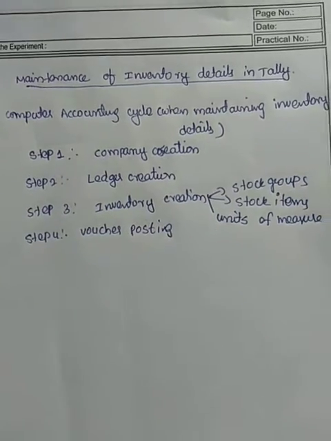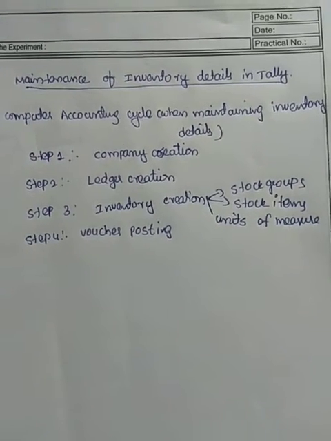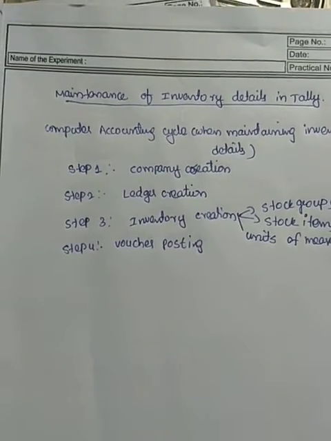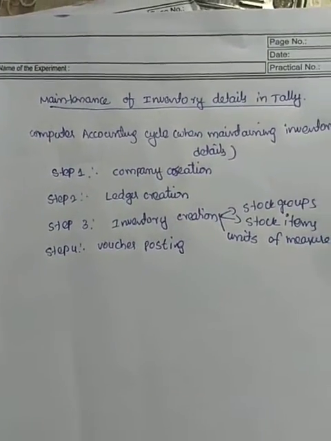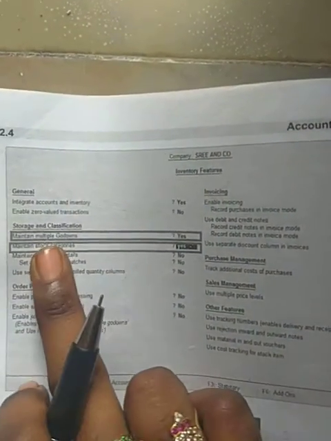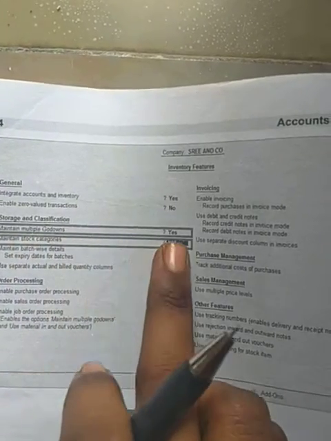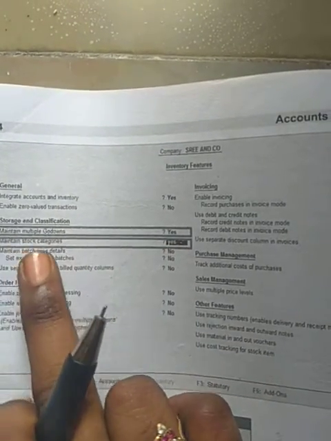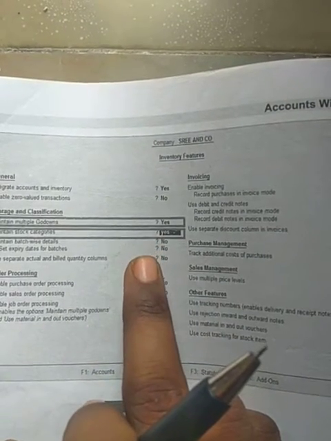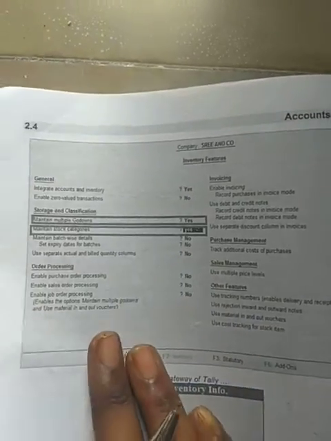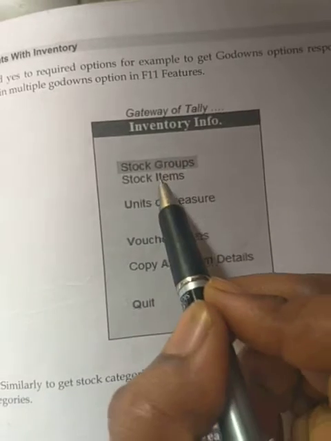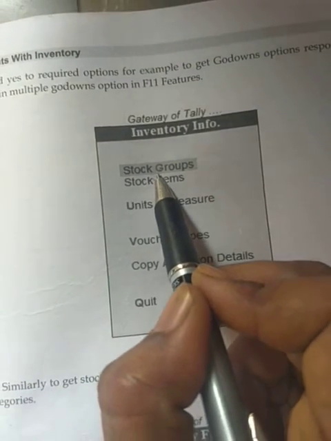Next, we have to click on the F11 features button. This is the F11 features window. In this, Maintain multiple godowns, give Yes option. Maintain stock categories, give Yes option. Then press enter and accept this screen. After that, in the Inventory Info menu, we have to create the first stock groups.